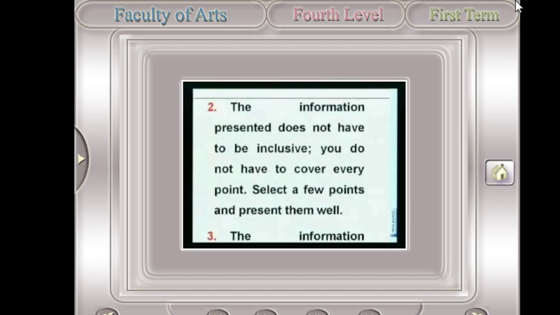The information presented does not have to be inclusive. We don't write everything that has to do with the subject. This is just an introduction to the subject, so we don't have to cover everything. You do not have to cover every point. Select a few points and present them well.